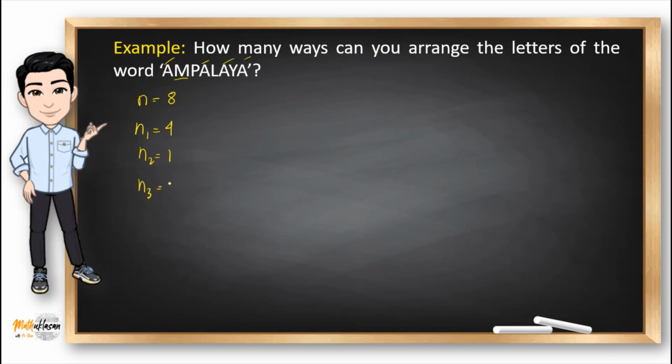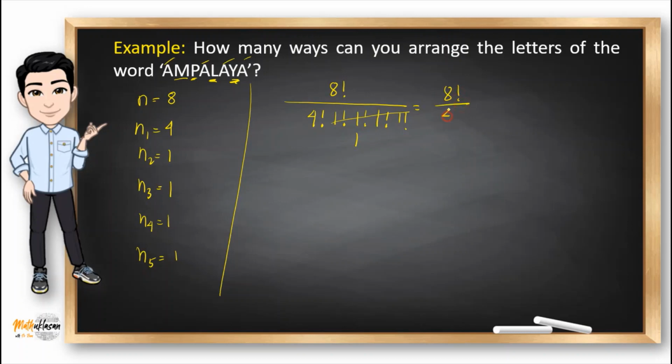So here P is not repeated, so it's also 1. L is also not repeated, so this is 1. Y is not repeated, so n sub 5 is equal to 1. So following the formula, we have 8 factorial, that is n. And then all the repetitions are n. We have 4 factorial, 1 factorial, and 1 factorial here, 1 factorial there, and one more 1 factorial. Now, as we all know, these are all just equal to 1, right? So we just have 8 factorial divided by 4 factorial.